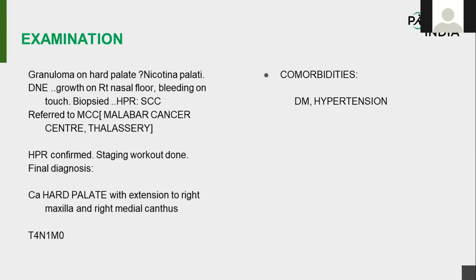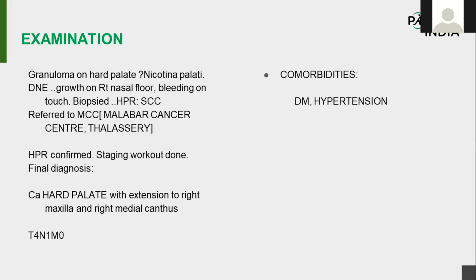Direct nasal endoscopy was done. There was a growth on the floor of the right nasal cavity. It was bleeding on touch. It was biopsied, and the histopathology came out as squamous cell carcinoma.